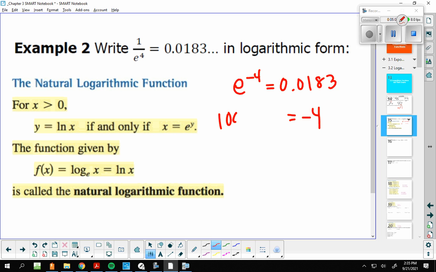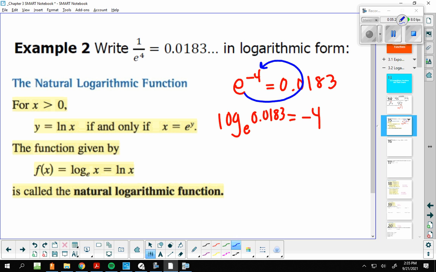And we just wanted to know log base e to what power changes it into 0.0183. So again, you can think of this as swirling. Log base e of the decimal equals -4. But really think about what you're asking here. E to what power changes it into 0.0183, and that power was -4.